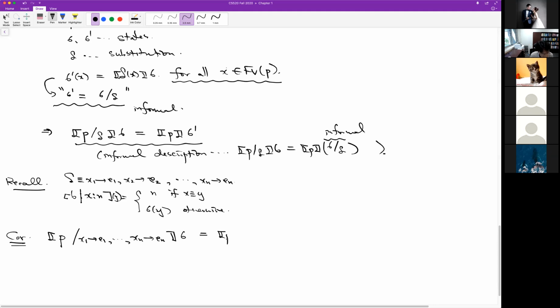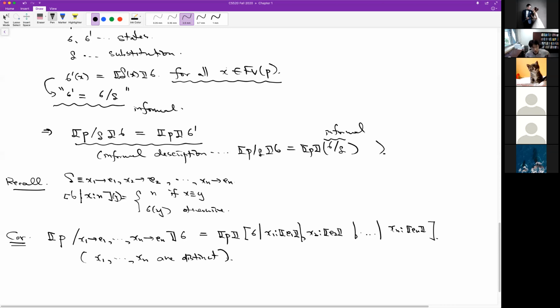it's the same thing as taking the p where you apply the substitution on state as an update operation. X1 becomes E1, X2 becomes E2, and so on. Xn becomes En. So here's an assumption: X1, Xn are distinct, so they are not the same. Okay, so this also makes it a bit more clear that syntactic substitution corresponds to semantic substitution.